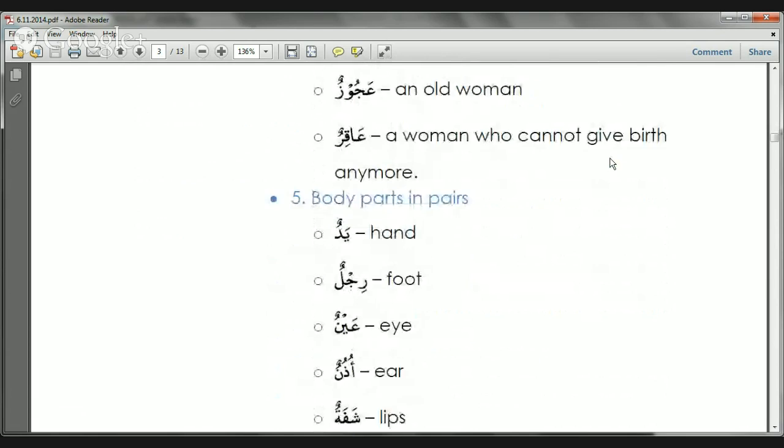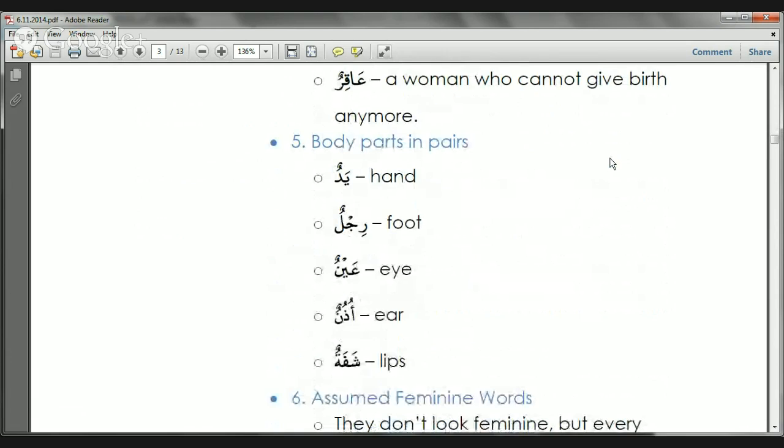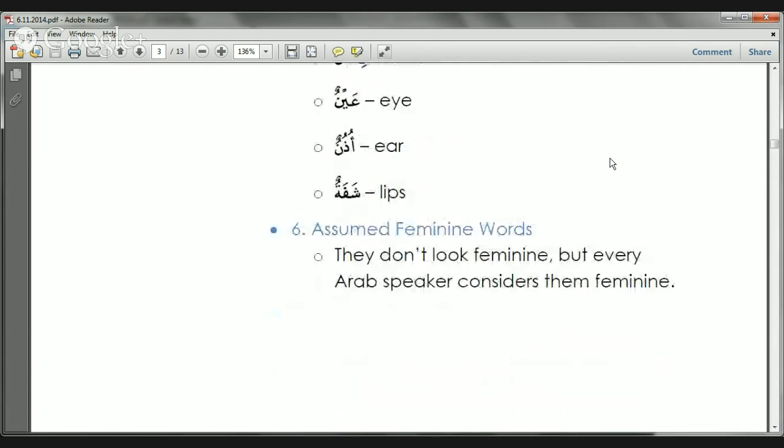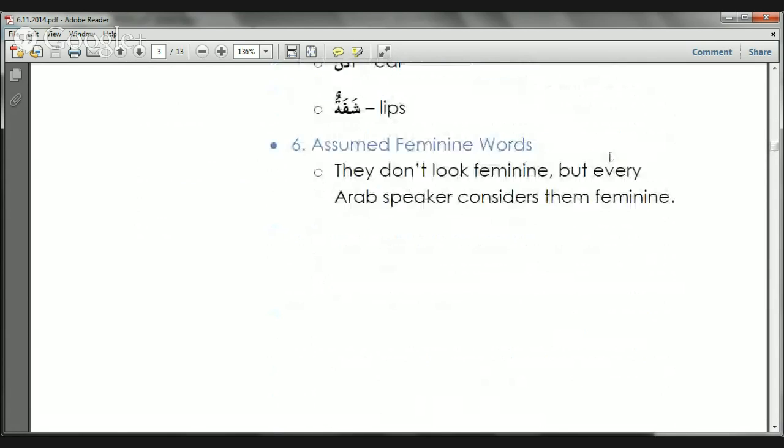Number five, body parts in pairs. Yadun, for example, if I'm speaking about a hand or two hands, I refer to them through a feminine pronoun. Today we're going to be going over feminine pronouns. Number six, assumed feminine words. They don't look feminine, but every speaker considers them feminine. And we went over them yesterday.